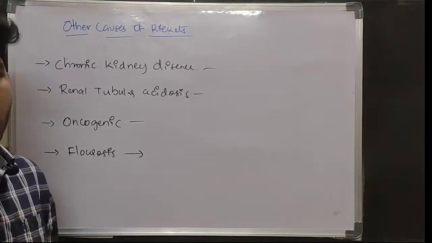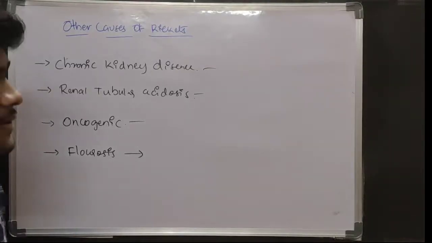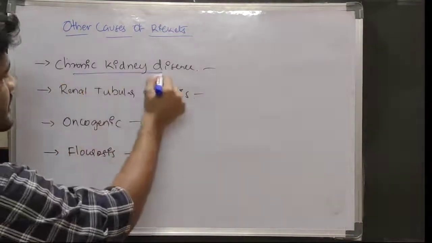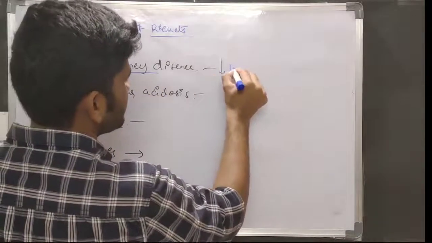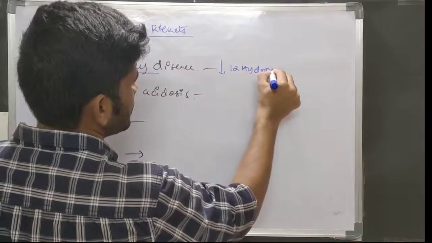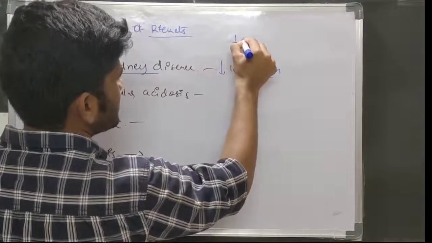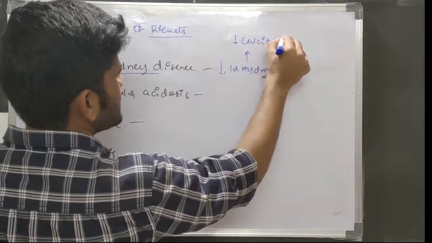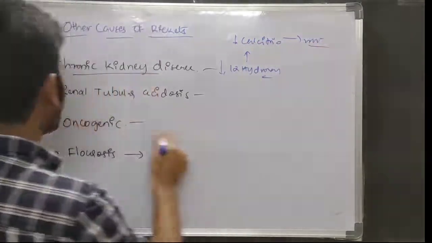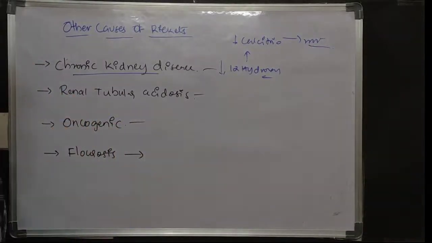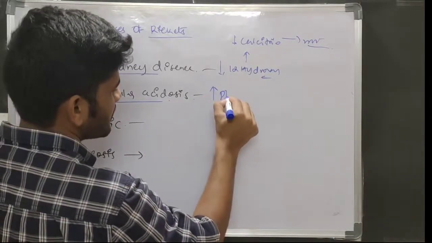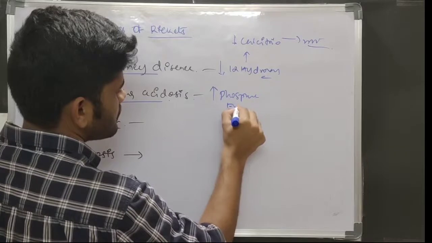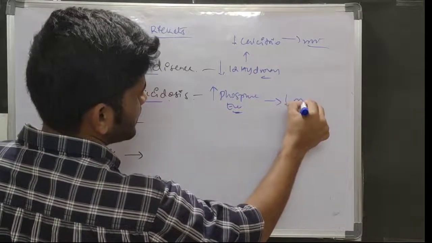Apart from the various types of rickets that we have discussed just now, there are some other causes of rickets also present. The first one is chronic kidney disease. In chronic kidney disease, there are decreased levels of 1-alpha hydroxylase, which causes decreased levels of calcitriol and decreased mineralization. Apart from that, renal tubular acidosis. In renal tubular acidosis, there is increased excretion of phosphorus from the renal tubules. This causes decreased mineralization.